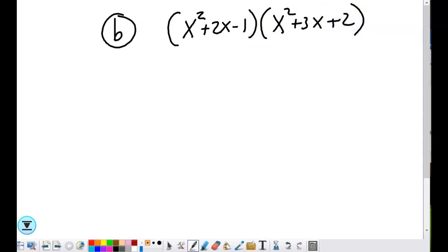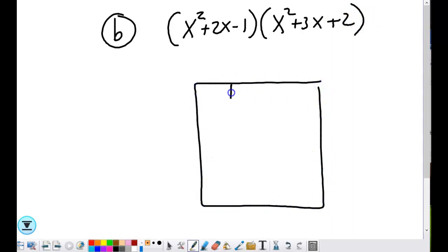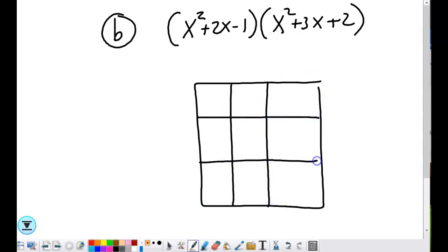Okay. In that case, guess what? Your box is going to be a 3 by 3. And yes, it's tedious and irritating at this point, I understand. But hey, it happens. We're in math class, and so these kinds of things can happen.